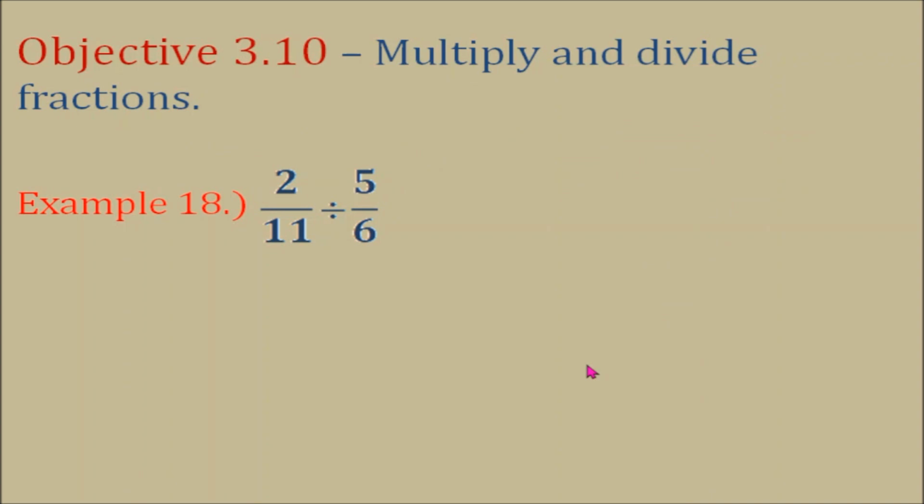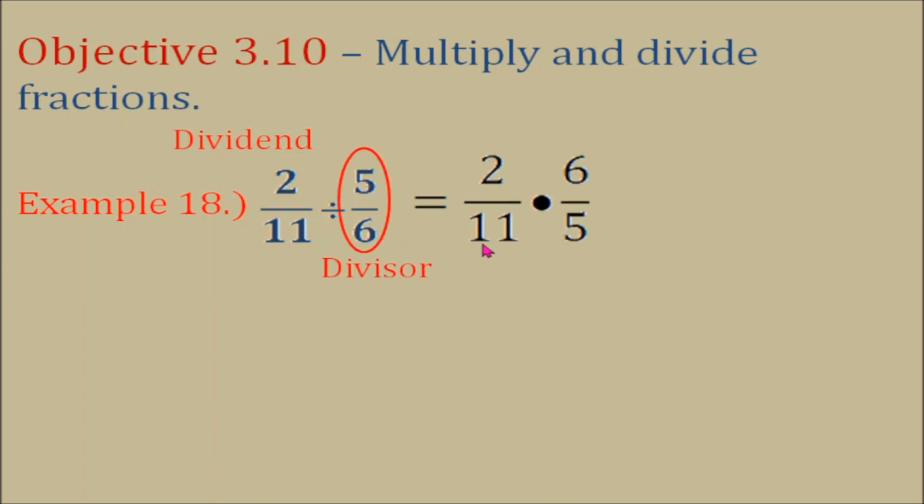Example number 18. 2 over 11 divided by 5 over 6. We are going to change the divisor to its reciprocal and proceed to multiplication. So this is our dividend, this is our divisor. So we are going to change this divisor to its reciprocal. It becomes 6 over 5. So from 5 over 6, it becomes 6 over 5. Now we will just copy down the dividend, 2 over 11.